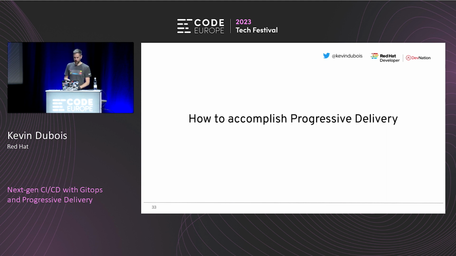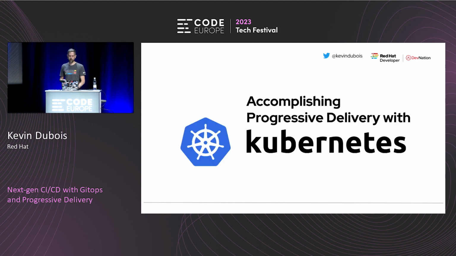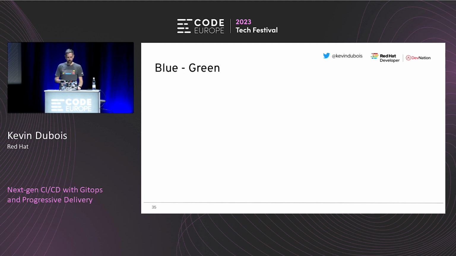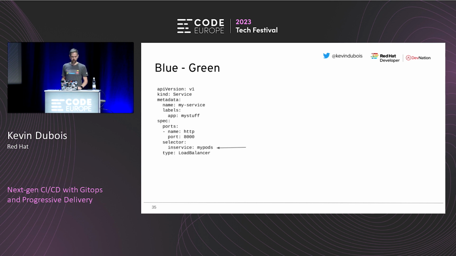So how do we accomplish progressive delivery? Well, it's a lot easier with Kubernetes, so we're going to use that for the rest of the session, and I guess we've already been using that in this session. So Kubernetes makes it a lot easier to do these kinds of deployments, right? So blue-green you can do with Kubernetes. You don't need anything else in addition to Kubernetes; Kubernetes is able to handle that.